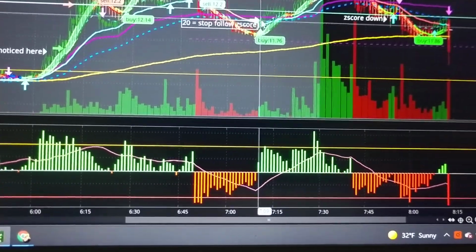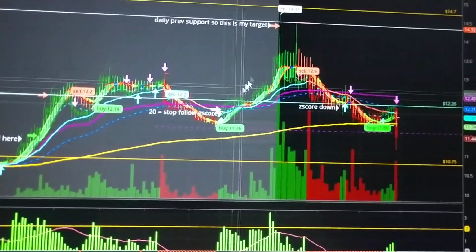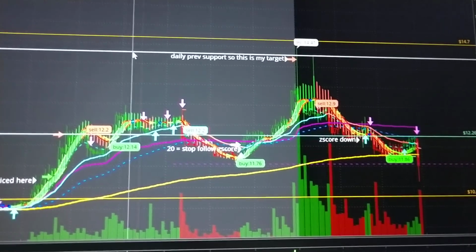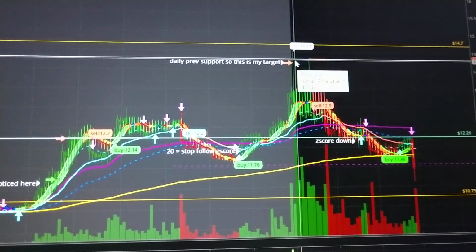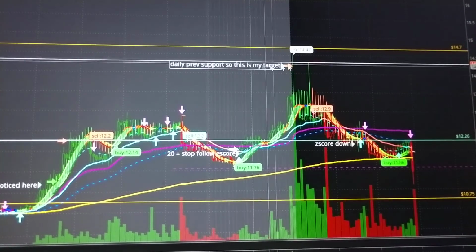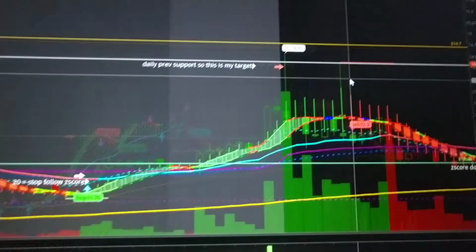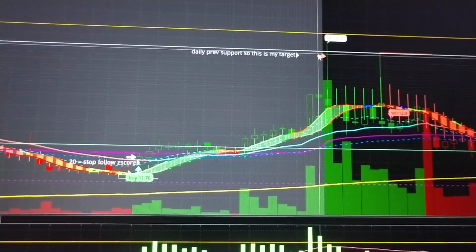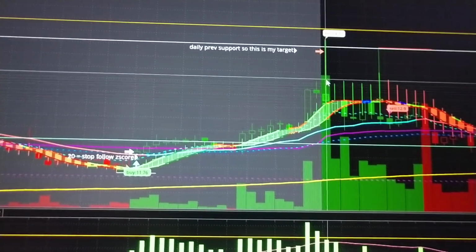So I got in here at 12.05, and I was going to use this daily level that I drew. I showed you how I got this white line as my target, because I knew that was going to be significant. And being such a low float and so close to opening bell, I was waiting for it to get there. It took a while, but everything was still pointing up there.